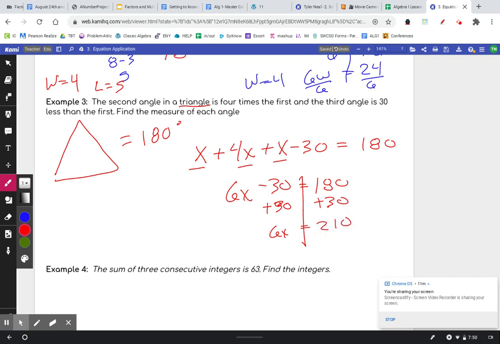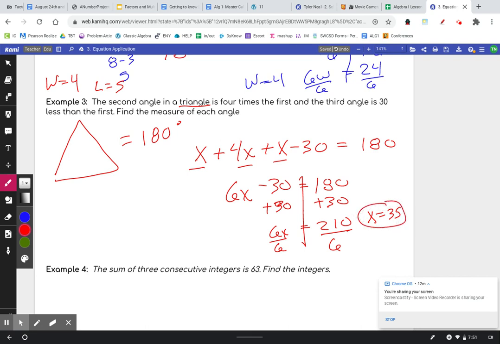And then I'm going to take that information and divide by 6. So I can take divided by 6, divided by 6. I'm going to check my math and make sure that 210 divided by 6 is a nice number for us, and it is: x equals 35. Well, that's great. So what does that tell us?